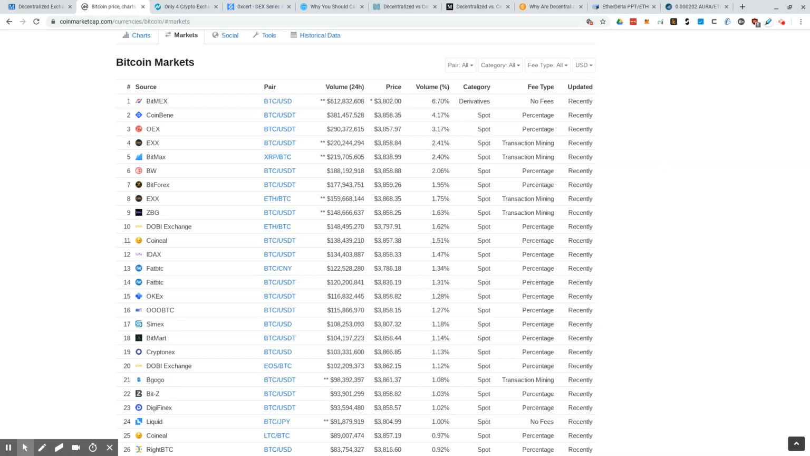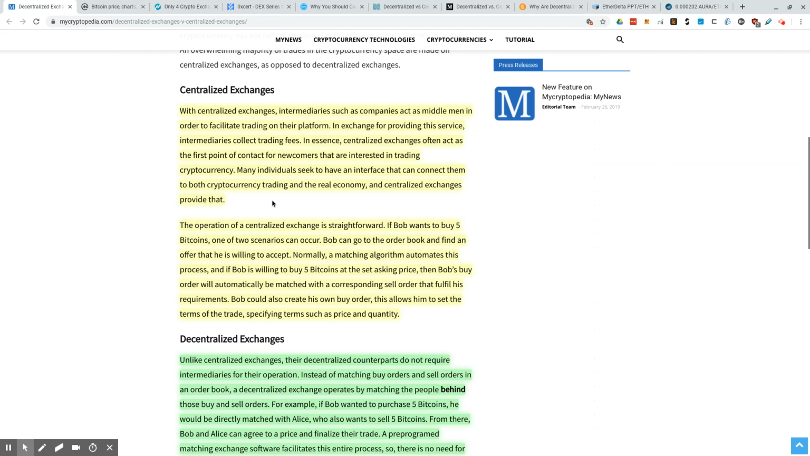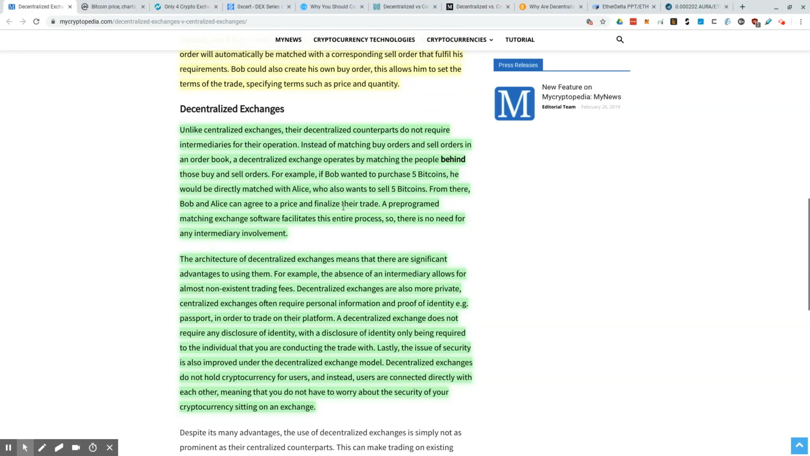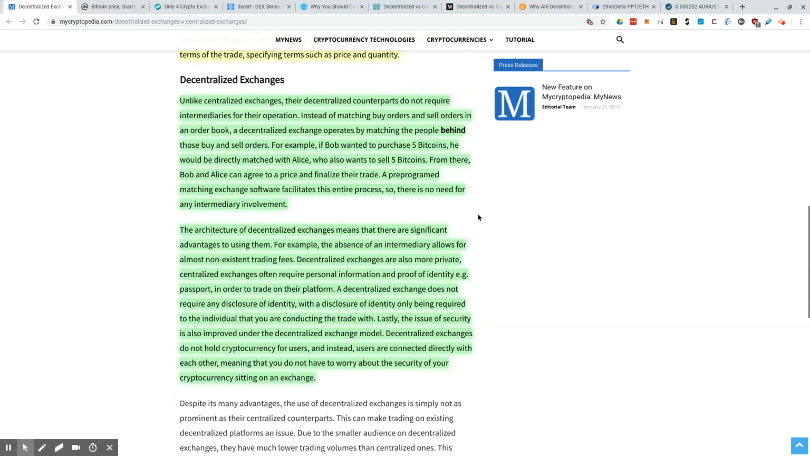Just looking at my notes. So getting into the decentralized exchanges and what that means. Let me just read over these points here. Unlike centralized exchanges, their decentralized counterparts do not require intermediaries for their operation. Instead of matching buy orders and sell orders in an order book, a decentralized exchange operates by matching the people behind those buy orders and sell orders.